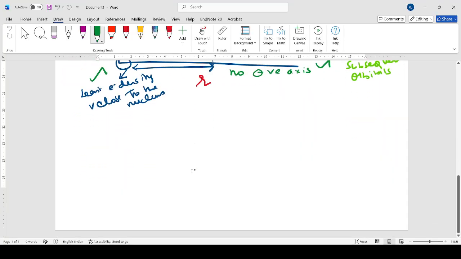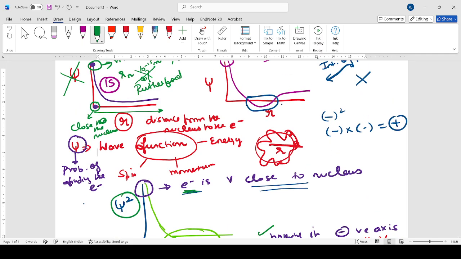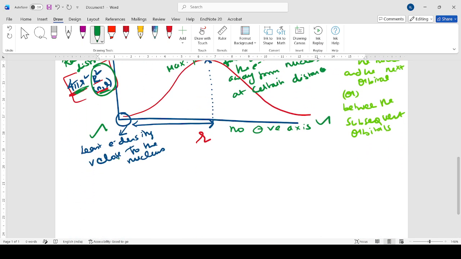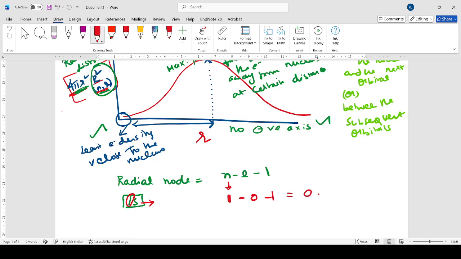Okay, so this is for 1s. Now let us understand with the formula that we learned. We learned the formula radial node is equal to n minus L minus 1, correct? Yes, ma'am. Let us substitute for this 1s orbital. What is the n value here? 1, ma'am. Whatever number I have written in front becomes your n value, 1. Minus, what is your L value here? 0, ma'am. Minus 1. What's your answer? 0. It says that there is no node at all.